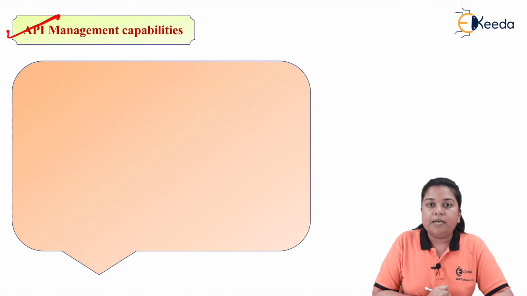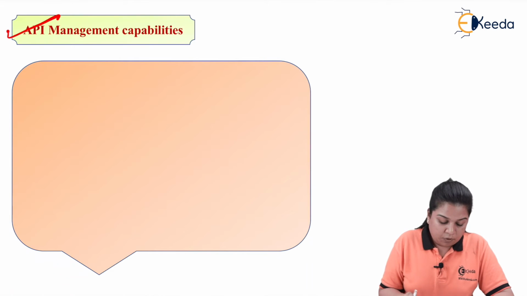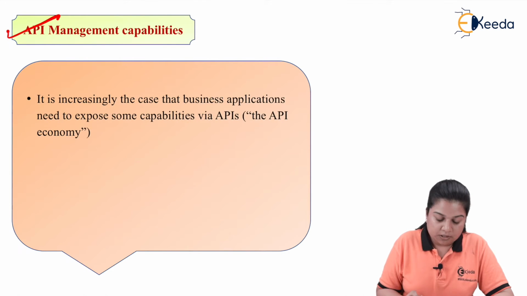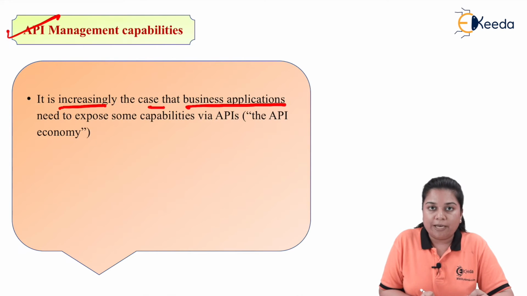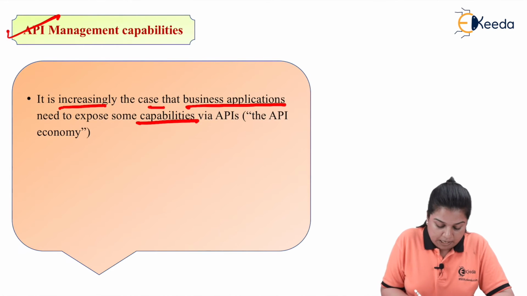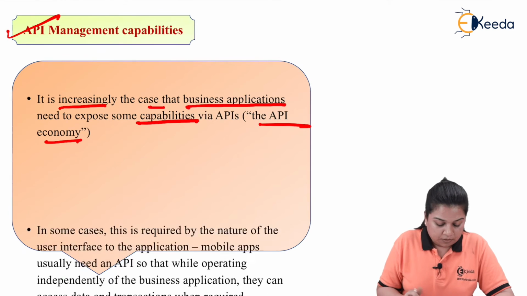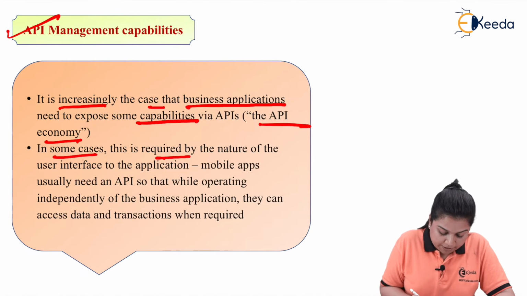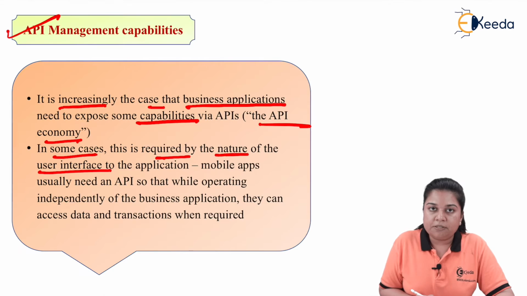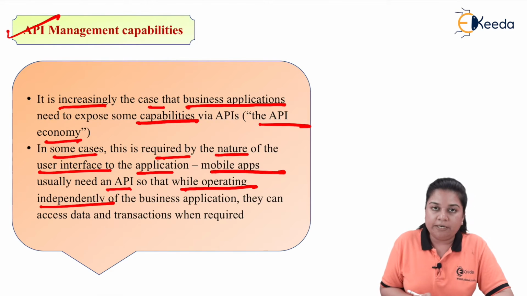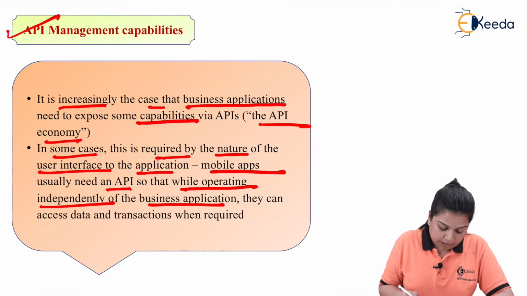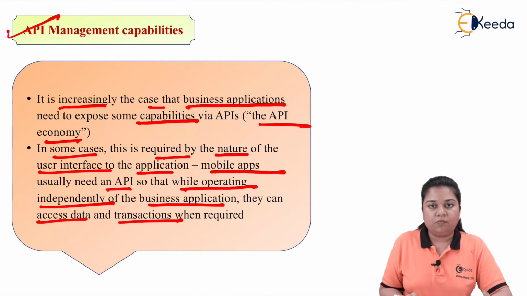Another characteristic is API management capabilities. What does API management capability do here? It is increasingly the case that business applications need to expose some capabilities via application programming interfaces, the API economy. In some cases, this is required by the nature of the user interface to the application. Mobile apps usually need an API so that, while operating independently of the business application, they can access data and transactions when required.